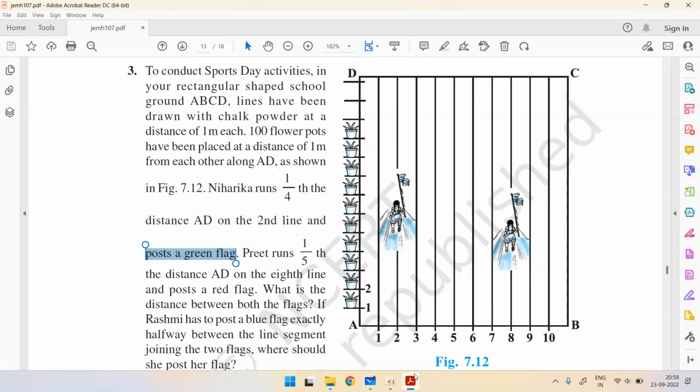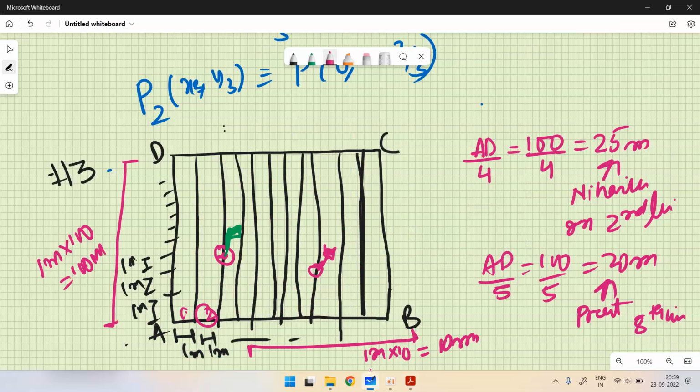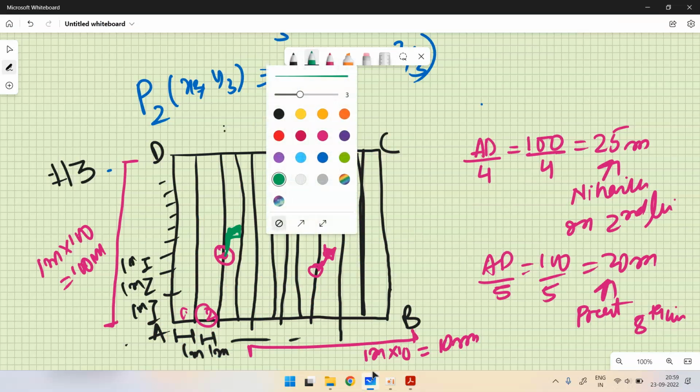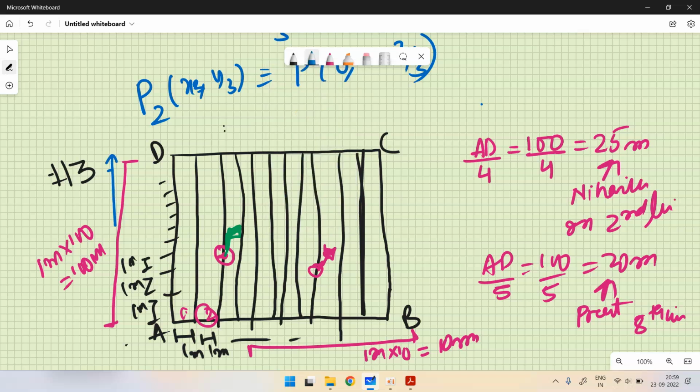It is saying, what is the distance between both the flags? And if Rashmi has to post a flag exactly halfway between the line segment joining the two flags, where should she post her flag? So this needs to be done using coordinate geometry. What you can consider is that you can take this to be your y-axis and this to be your x-axis.